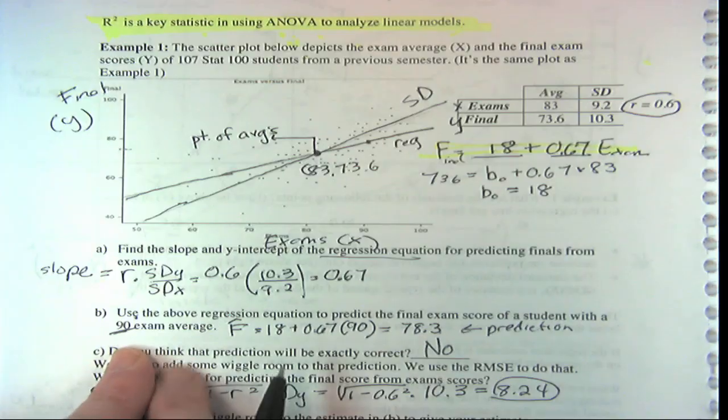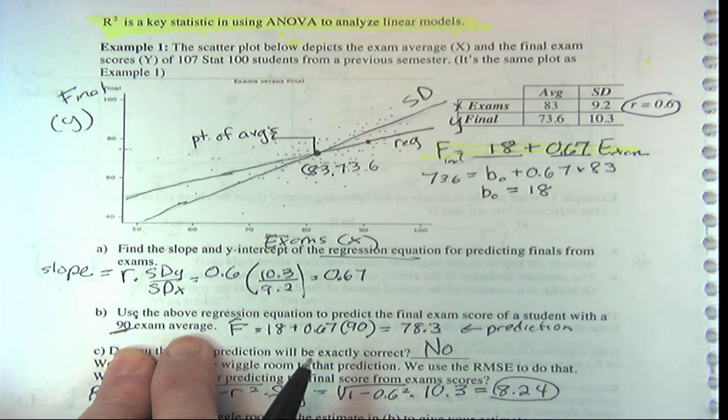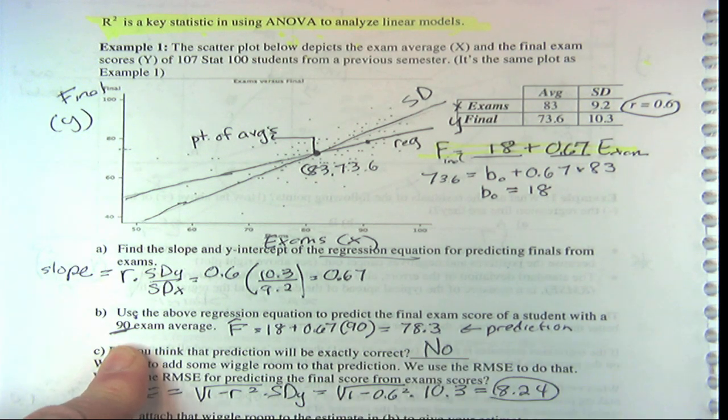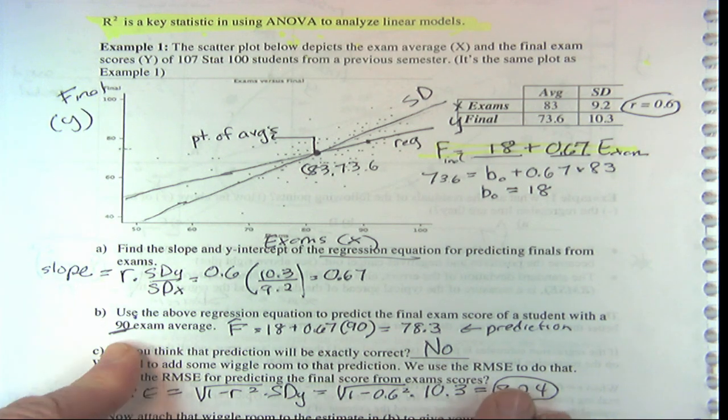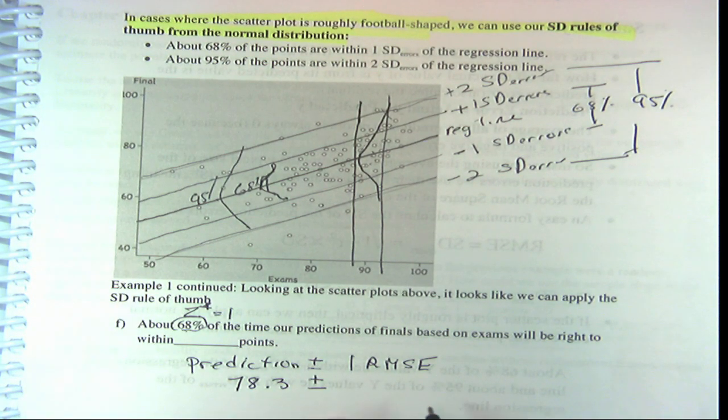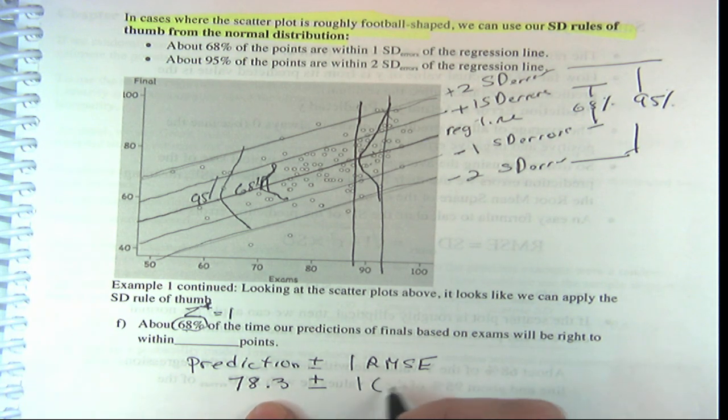I'm just looking at this one strip here for people who got a 90. Okay, so you make a prediction, that's your point estimate, and then you want to put some margin of error around here. So I'm going to say about 68% of the people who scored 90, this is just for scoring 90, 68% of them will be 78.3 plus or minus 1 times 8.24.